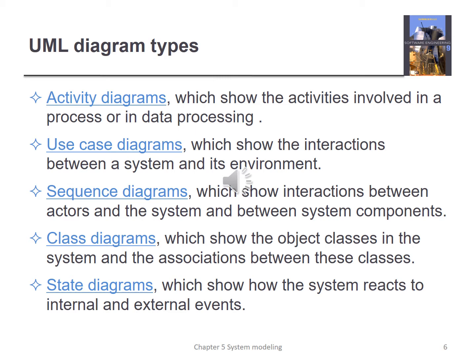Again, this one comes under the interactive perspective of the model. The class diagram shows the object classes in the system and the associations between these classes. This is a static one, so it comes under the structure perspective. And finally, the state diagram shows how the system reacts to internal and external events. It comes under the behavioral perspective of the models.